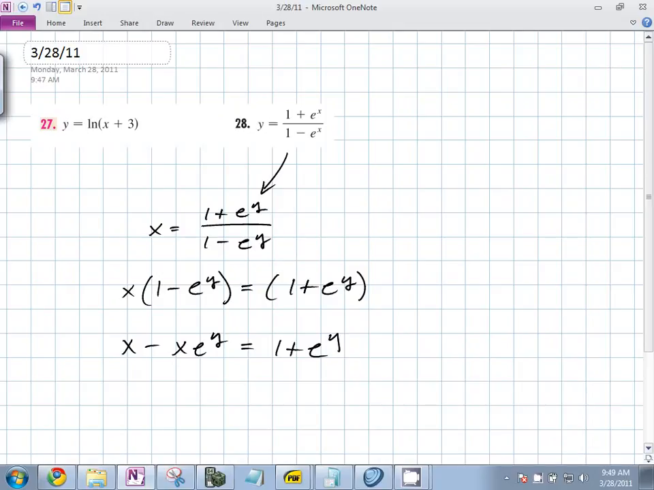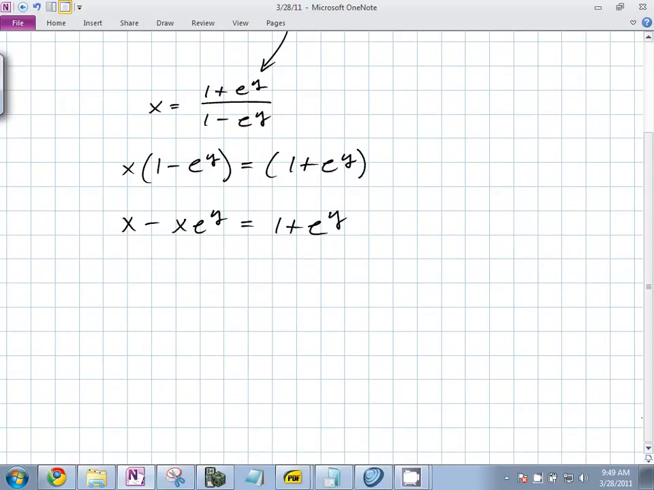Okay, so now you can go a little further. What else can you do? Subtract e to the y. Let's make it this actually, I like keeping as many things positive as I can. x minus 1 is equal to x e to the y plus e to the y. All I did was add x e to the y to both sides and subtract 1. It's the same thing. Are we okay so far?